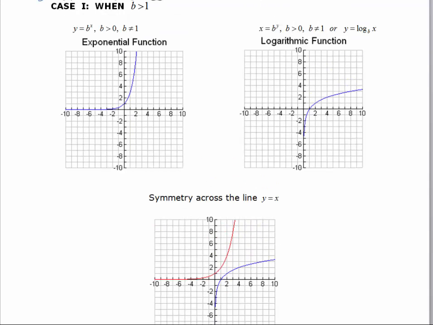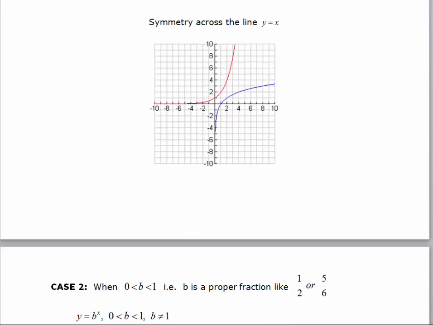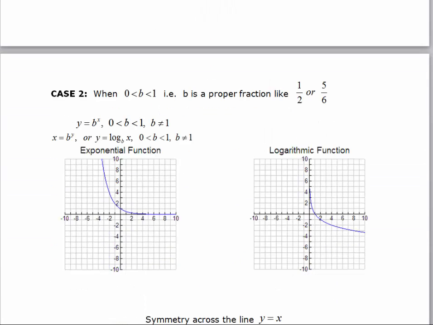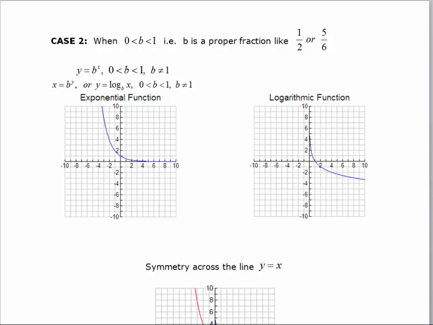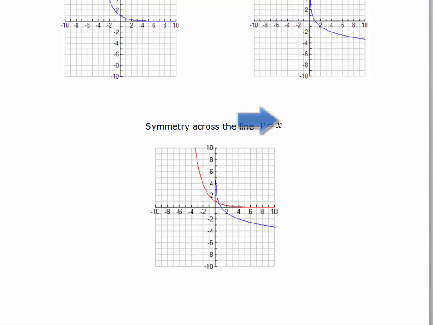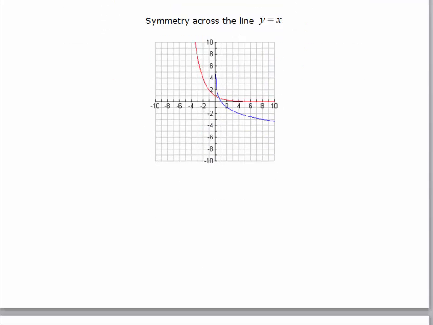When b is greater than 1, the exponential function is increasing, and so is the logarithmic function. You can see that when they are graphed together, you get that nice symmetry over the line y equals x. If we then look at the scenario where b is a proper fraction, a value between 0 and 1, both the exponential function and the logarithmic function are decreasing. And again, we can see that symmetry over the line y equals x when you graph both of them on the same coordinate axes.